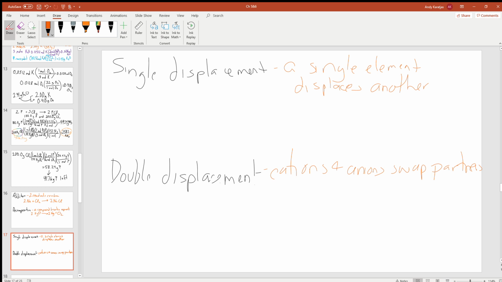In the single displacement, it could be something like this. We have aluminum reacting with iron oxide, and the aluminum is going to switch places. It's going to bump the iron out, and we get aluminum oxide. You can see the aluminum is where the iron was, and then the iron is by itself.